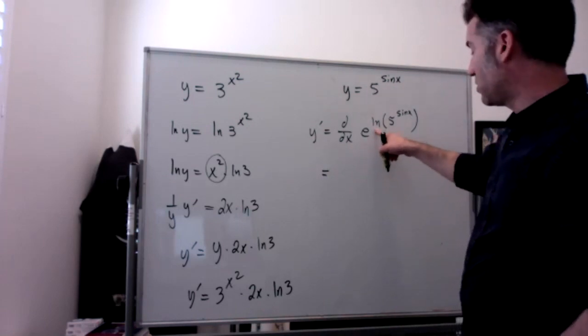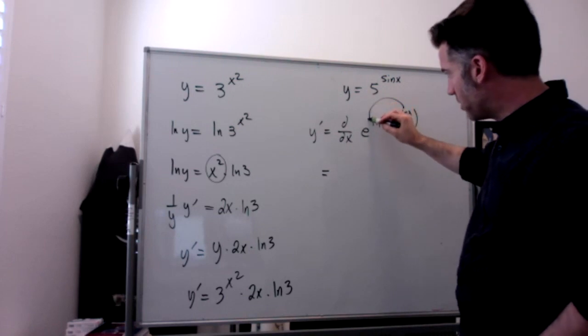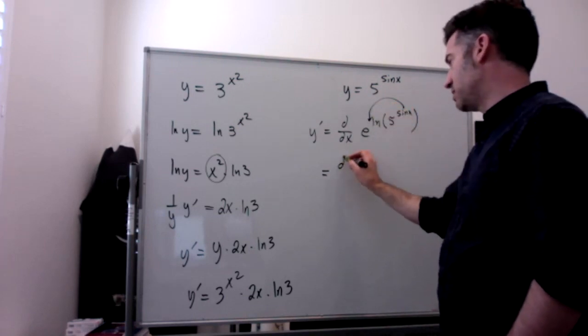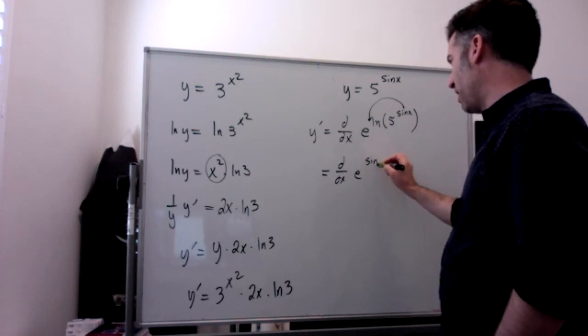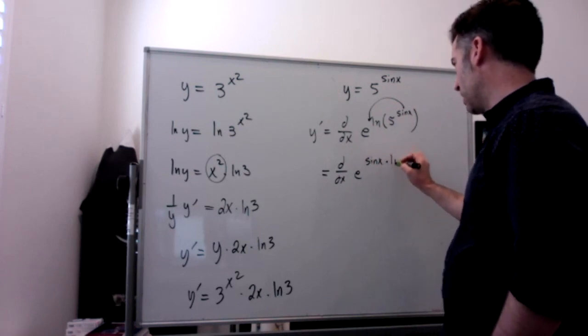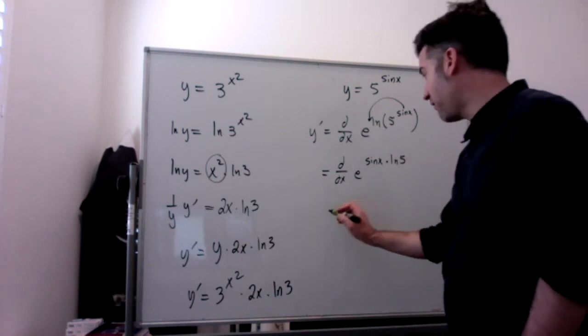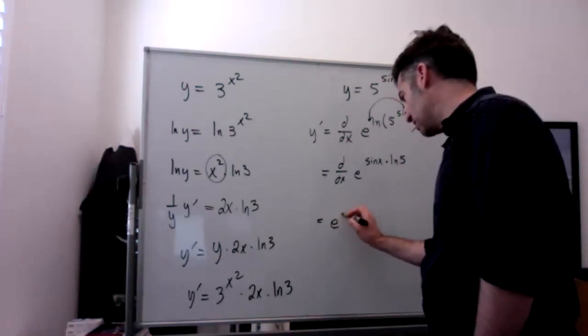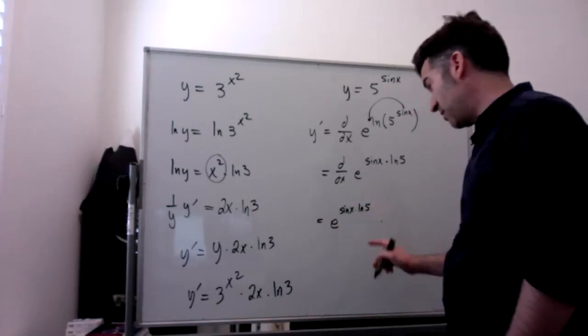So e to the natural log of 5 to a power, this power gets to go sit in front of the natural log. So that's the same as the derivative of e to the sine of x times the natural log of 5. We know the derivative of e to the stuff is e to the stuff times the derivative of the stuff.